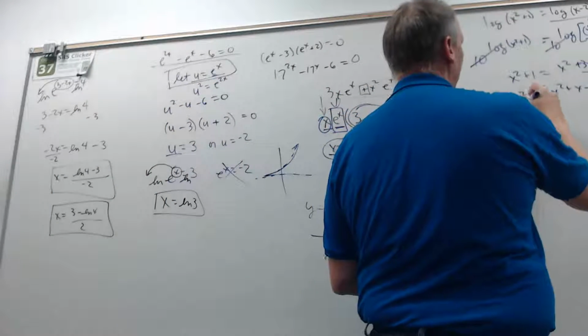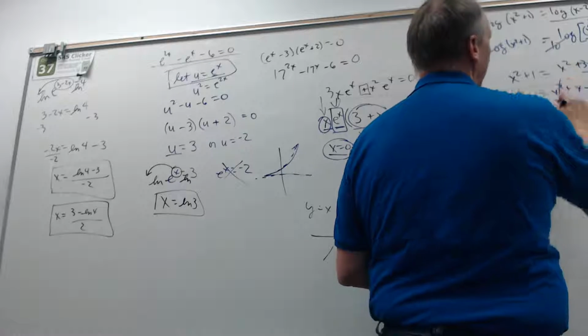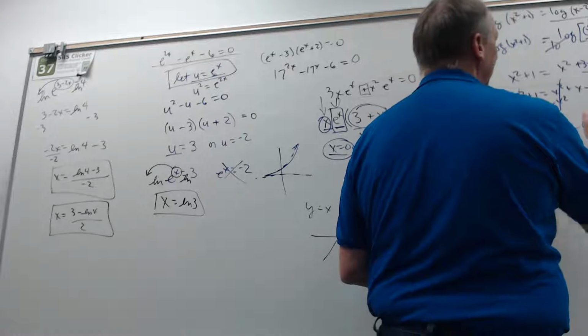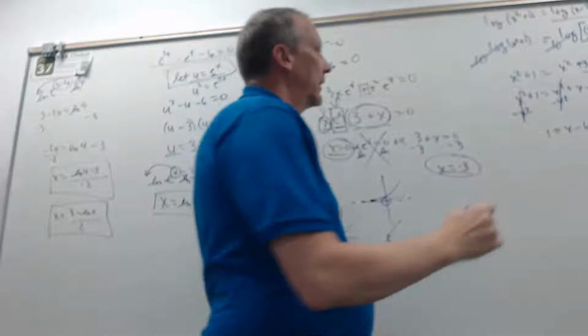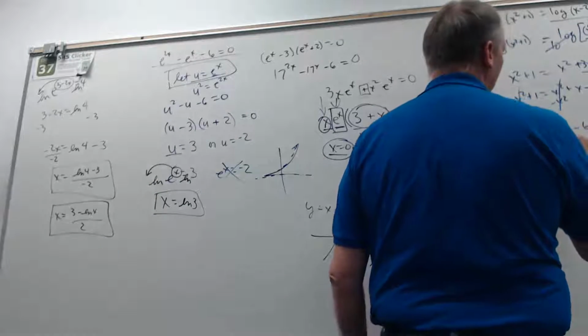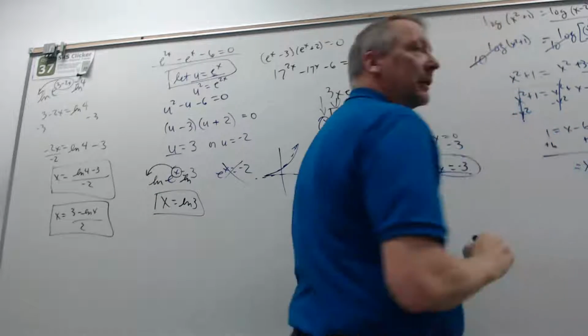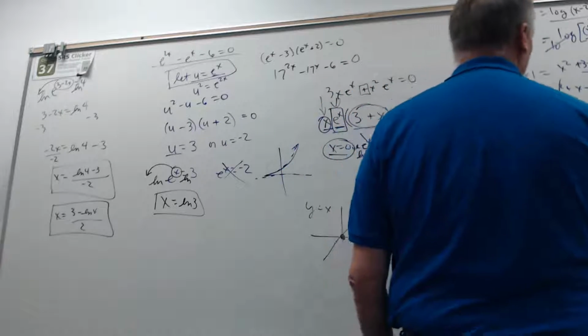Subtract the x squared, it goes away. The other x squared also goes away. So 1 equals x minus 6. Add the 6. X equals 7. Do you believe that's the correct answer?